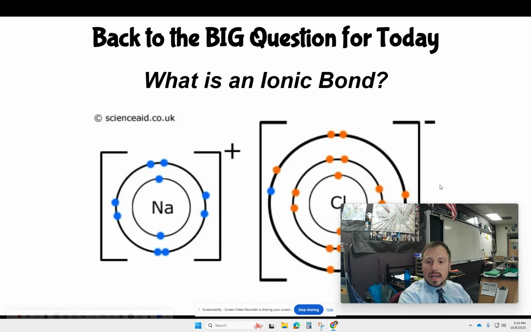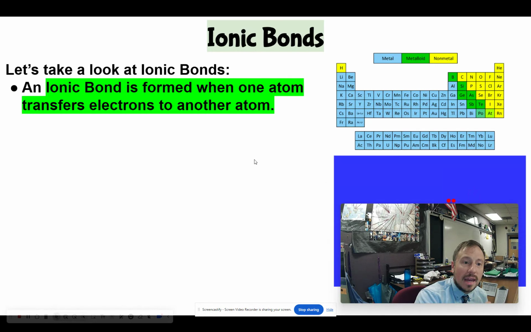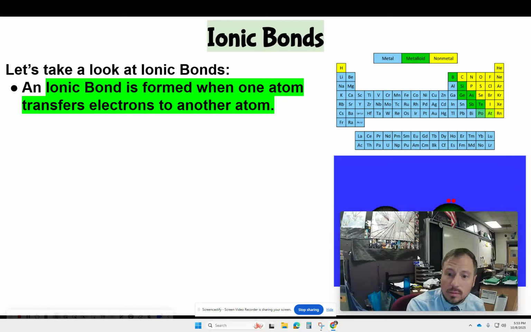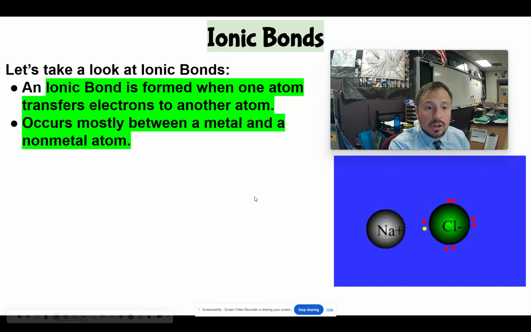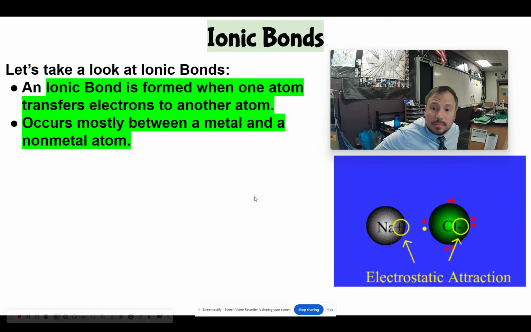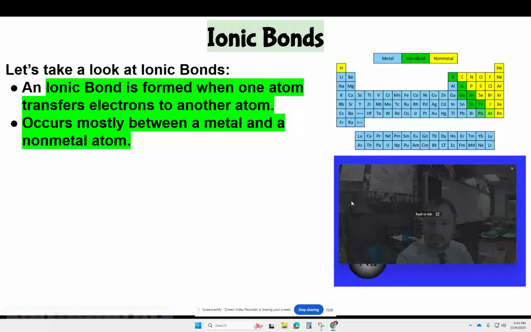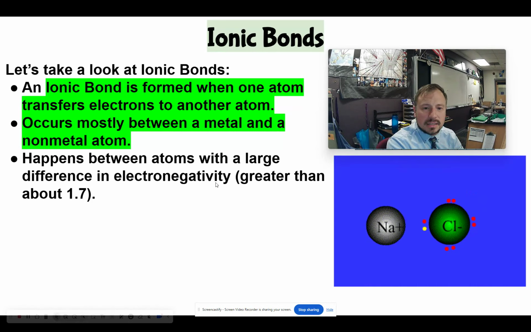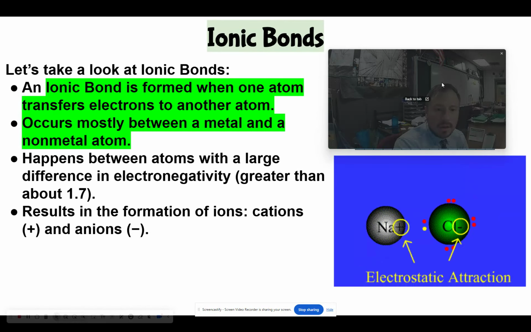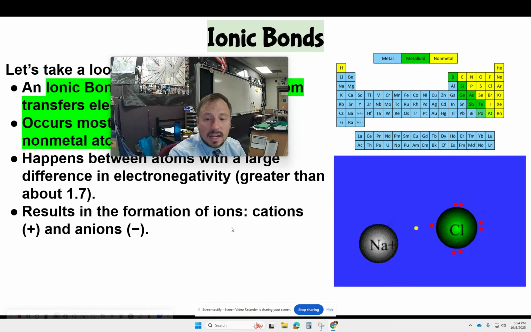Now that's covalent. Now we can sort of stretch out. Now let's talk about ionic bonds. So ionic bonds are formed when one atom transfers electrons to another. So now we're talking about a complete transfer of electrons, not sharing anymore. It occurs mostly between a metal and a non-metal atom. So that's why it's important to distinguish what's metal and non-metal. That's why I say mostly, because it does get a little tricky. And if you're subtracting electronegativities, it's going to be greater than about 1.7. Now, this results in the formation of those ions, cations, which are positive, anions, which are negative.